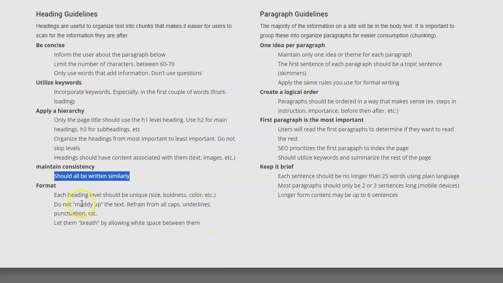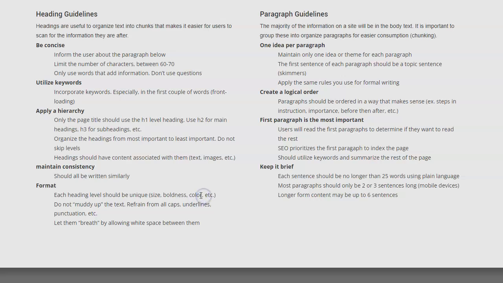Format: each heading should be unique. What that means is that your main heading, the H1, is going to be the largest, then the H2 smaller, and smaller and smaller. You can do it in a number of ways. Also boldness: typically the boldness will become less as you go down as well. But you can also incorporate color.